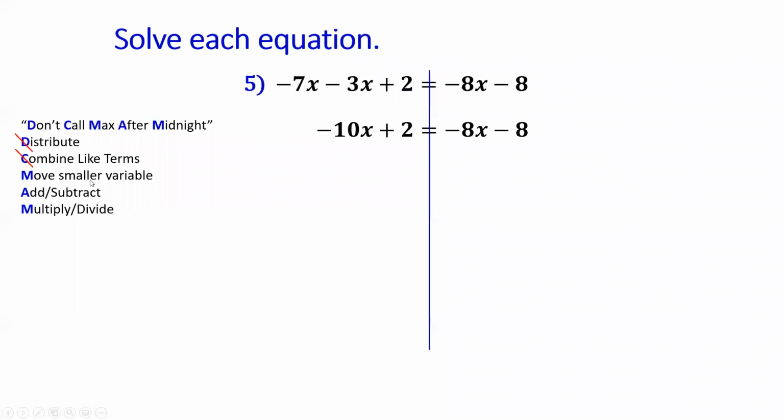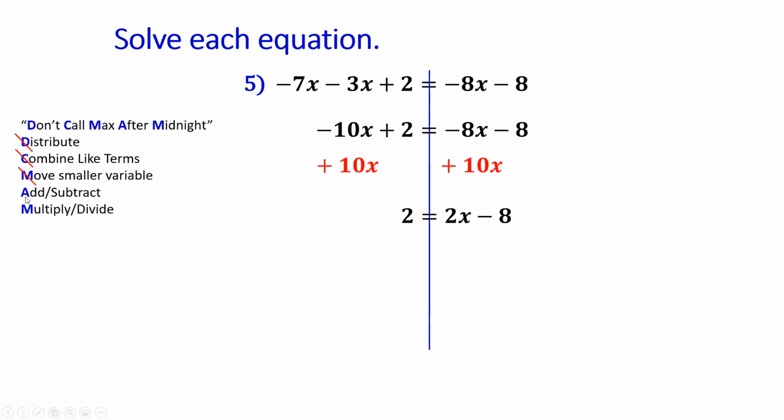Third step says move your smaller variable. Well, I have a negative 10x on the left side and a negative 8x on the right side. I'm going to move the smaller. In this case, the smaller one is negative 10x. And you move it by doing its opposite. Since this is minus 10x, we're going to do the opposite, which is add 10x. So I'm going to add 10x to both sides. These will cancel, so all I'm going to have left on the left side is a 2. And on the right side, negative 8x plus 10x gives me the 2x. And I just brought down the negative 8. Third step is now done.